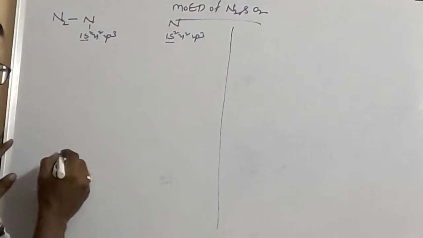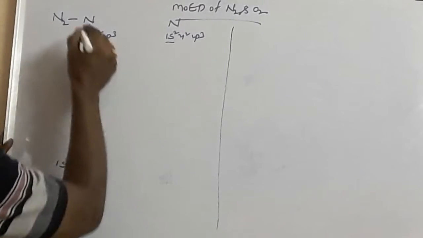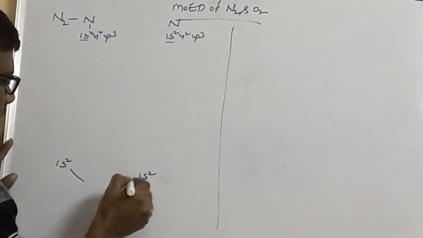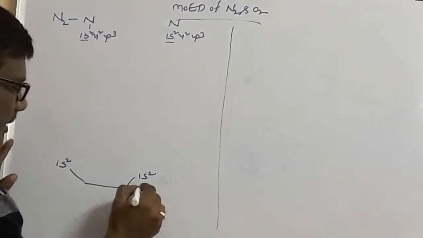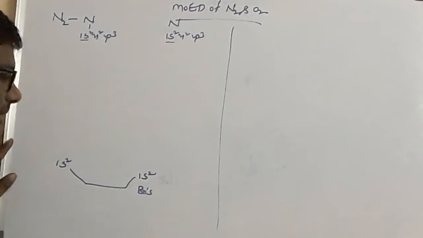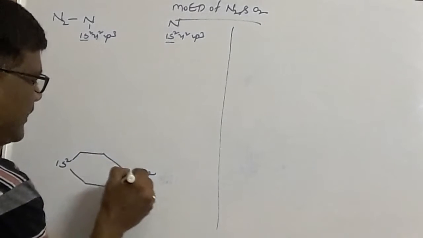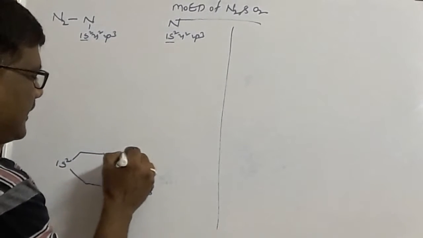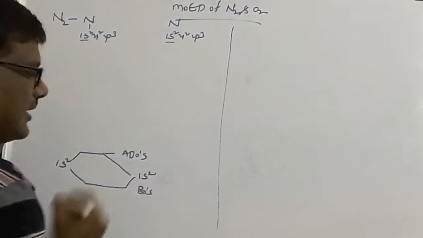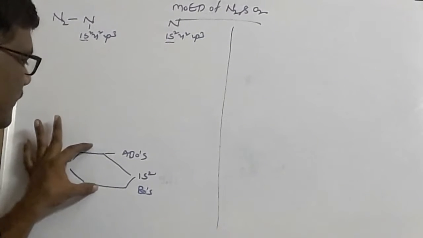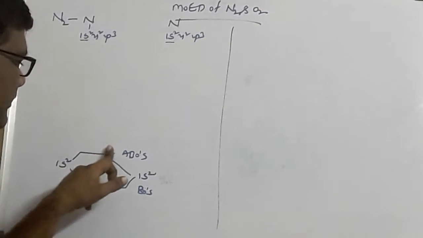Let us take 1s2 of this nitrogen mixes with the 1s2 of this nitrogen and they give you two different energy levels. The least energy is called the bonding orbitals. Similarly, they combine with each other and they give you the highest energy, which are called the anti-bonding orbitals. Now, total 2 plus 2, 4 electrons. Now, we have to accommodate the 4 electrons in this orbital and this orbital.